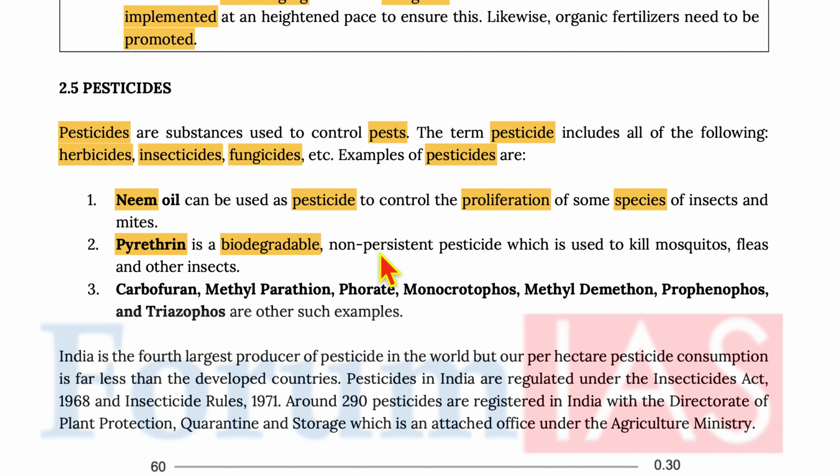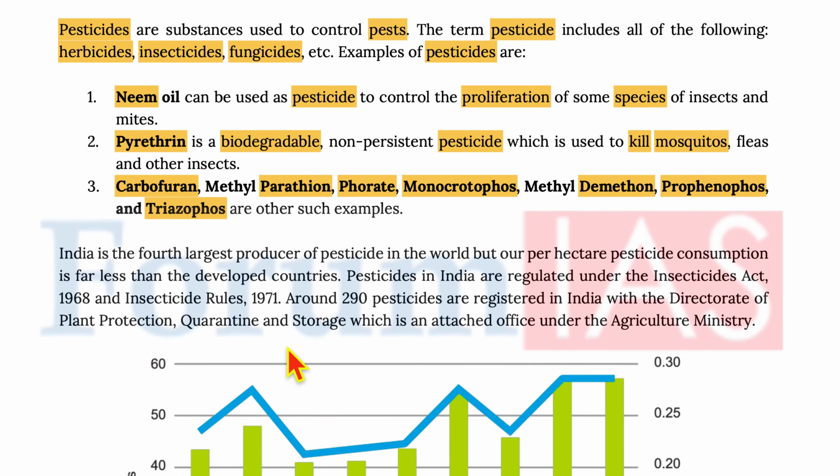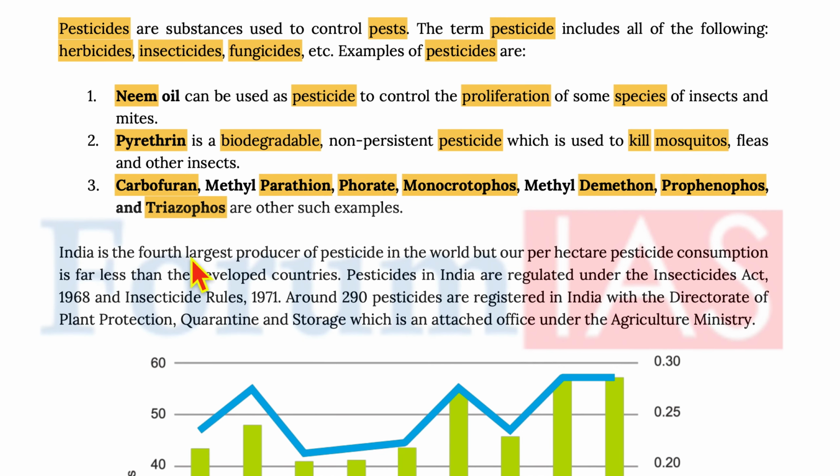Pyrethrin is a biodegradable non-persistent pesticide which is used to kill mosquitoes, fleas and other insects. Carbofuran, methyl parathion, phorate, monocrotophos, profenofos, and triazophos are such examples. India is the fourth largest producer of pesticides in the world, but our per hectare pesticide consumption is far less than the developed countries.